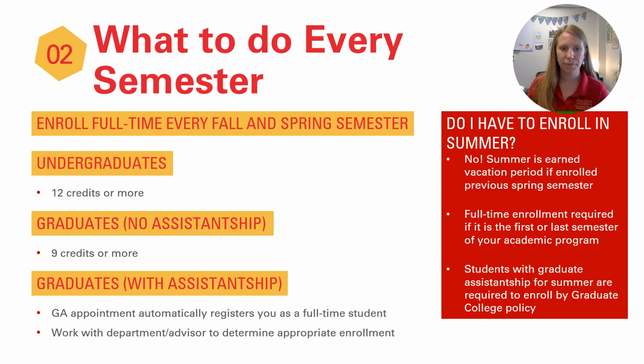When it comes to enrollment requirements for the summer semester, for continuing students, that is students who were enrolled in the preceding spring semester, this is considered a vacation period and enrollment is optional. However, if summer is the first term of your academic program, then full-time enrollment is required. Similarly, if summer is the final term of your academic program, then full-time enrollment is also required, although most students should be eligible for a reduced course load in their final semester, which we will discuss in a later slide.